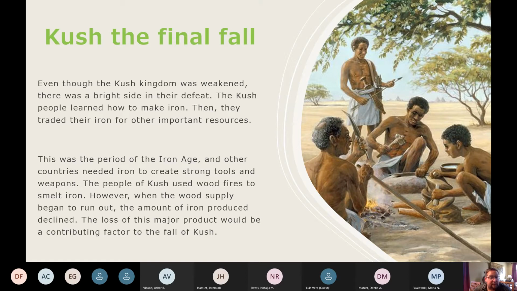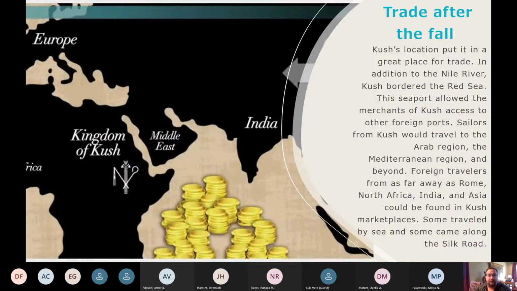However, when the wood supply began to decline, the amount of iron produced also declined, and the loss of this major product would be a contributing factor to the final fall of the Kush Empire. Okay, if all you depend on is iron, but you don't have any trees for wood to make that iron, you're in big trouble. So Kush's location put them in a great place for trade.